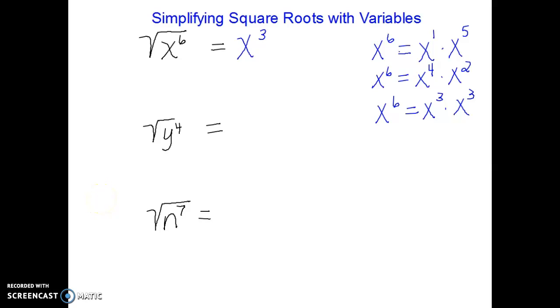In my second example, square root of y to the 4th should equal y squared, because y to the 2nd times y to the 2nd is equal to y to the 4th power.